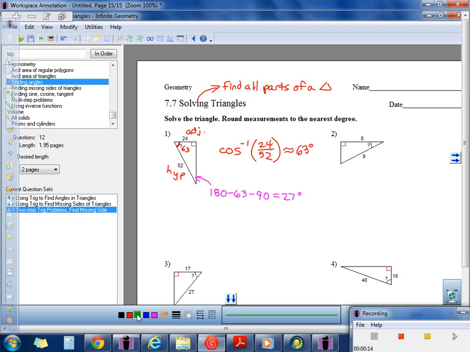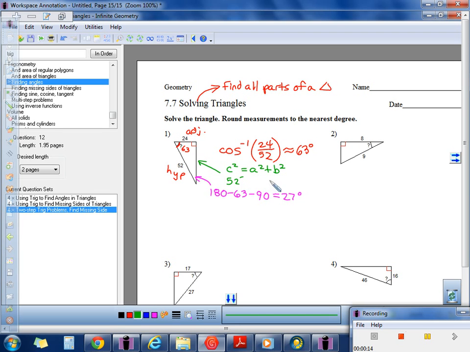I only have one other piece I need to find. Side. How do you find the missing side on a right triangle? Pythagorean theorem. So c squared equals a squared plus b squared. That's the formula you should remember. Remember, we use CAB, not a squared plus b squared equals c squared. It's just more versatile. Which piece goes in for c? 52 goes in for that because it's the largest and it's the hypotenuse.